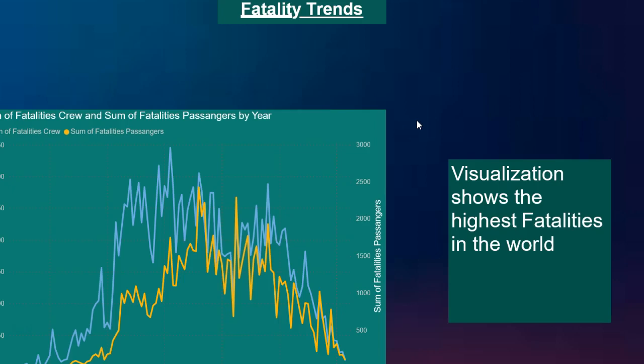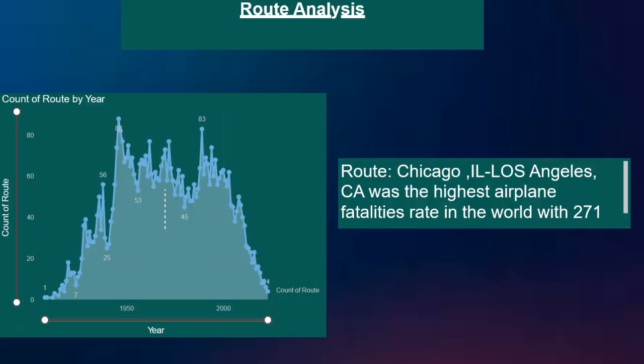Fatality trends. Here, for showing the fatality trends, a line chart again has been used to explore the number of fatalities in passengers and the crew over time, and it was observed that there was a highest fatality rate in the world, as it's shown in the line chart.